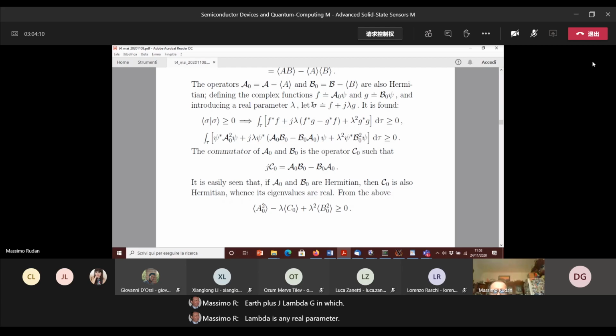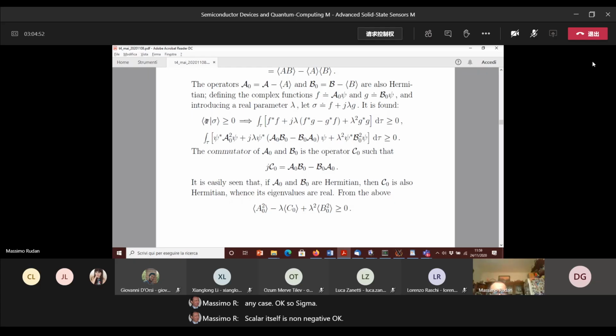Okay? So we construct a new function sigma. That is a linear combination of F and G. Okay? So sigma is another complex function. Okay? Obviously, the square norm of this complex function is non-negative. It could be 0, okay, but it is non-negative in any case, okay? So sigma scalar itself is non-negative, okay?